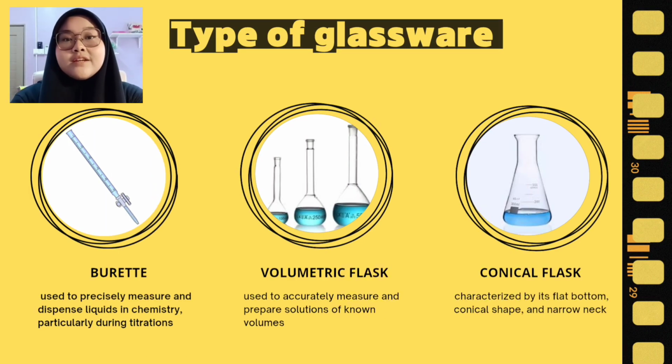These are the glassware that are generally used in titration process. The first one is burette. Burette is a long graduated glass tube with a stopcock or valve used to precisely measure and dispense liquids in chemistry, particularly during titration. The next one is a volumetric flask. Volumetric flask is a piece of laboratory glassware, typically pear-shaped with a flat bottom, used to accurately measure and prepare solutions of known volumes. The next one is a conical flask, a laboratory glassware piece characterized by its flat bottom, conical shape, and narrow neck.